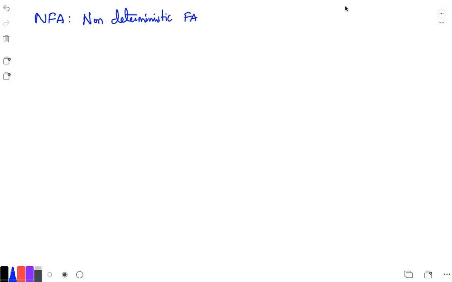Previously we have seen DFA. I will just keep it aside now. It is deterministic, and it has 5 tuples. We have seen the 5 tuples: Q, sigma, delta, Q naught, and F. So this is the base that we have done so far.